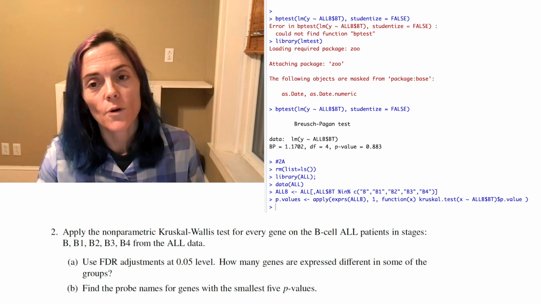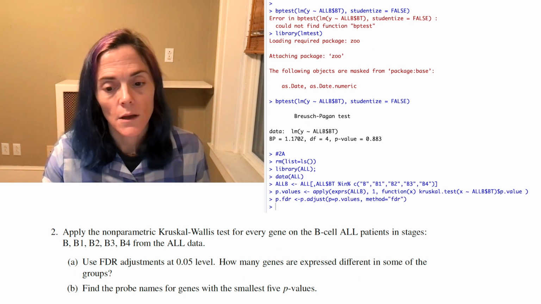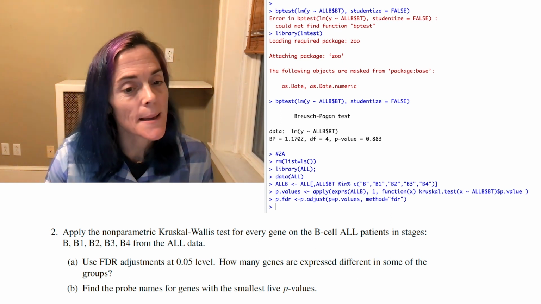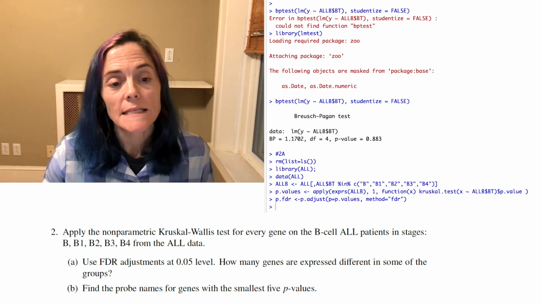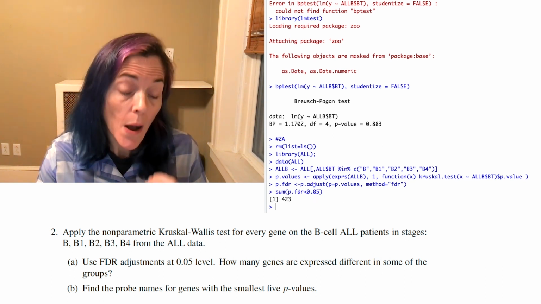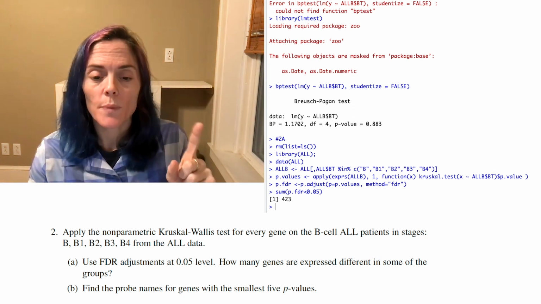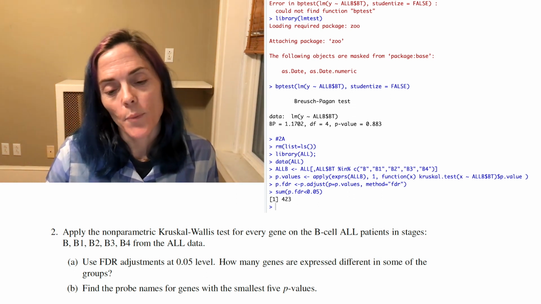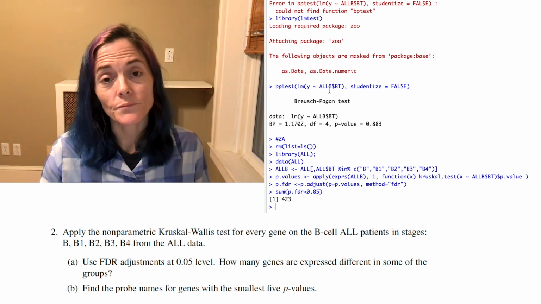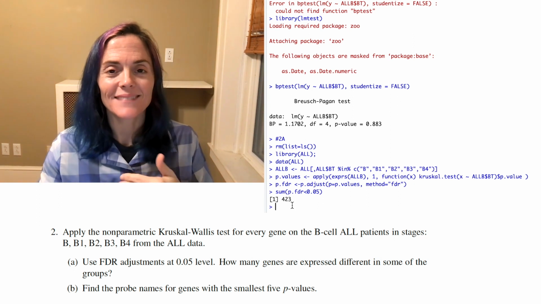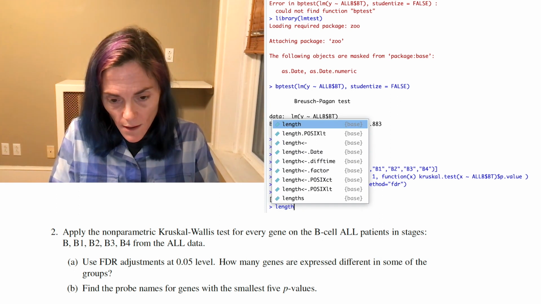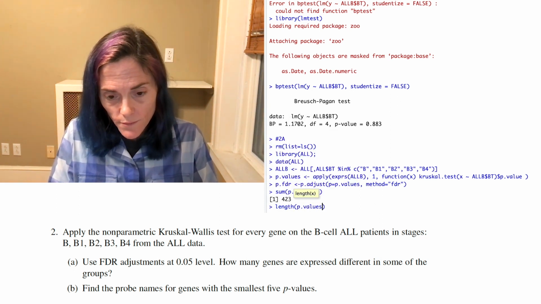Now let's adjust for multiple hypotheses using FDR, Benjamini-Hochberg. The question is, how many genes are expressed differently in some of the groups? I just want to know how many in this vector p.fdr are less than 0.05, and the answer is 423.